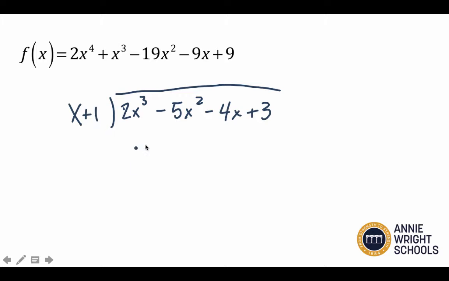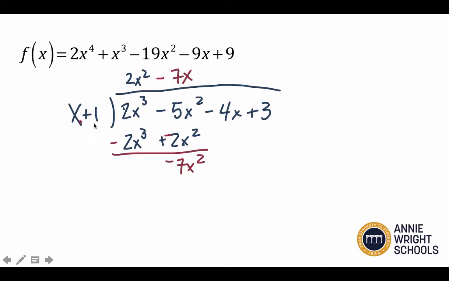Right? Negative 1 was a 0. So I just do this again. I'm going to go quicker now. 2x squared, that gives me a 2x cubed plus 2x squared. Change the signs and add. When I do that, I get a minus 7x squared. What times x gives me that? Well, that would be a minus 7x. Distribute that here. Get minus 7x squared minus 7x. Change the signs and add.